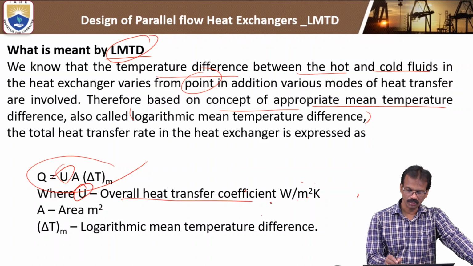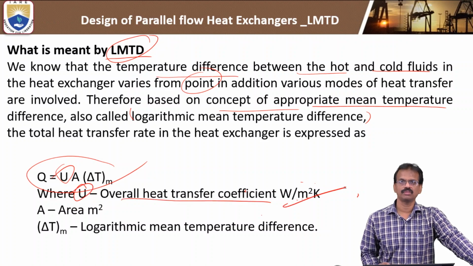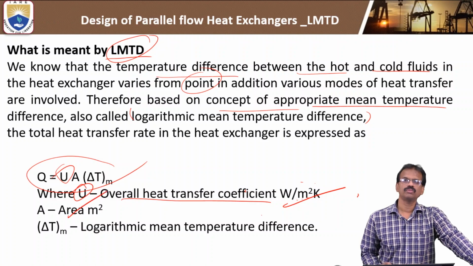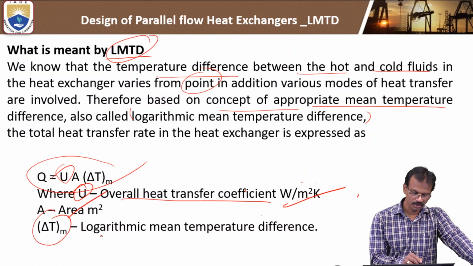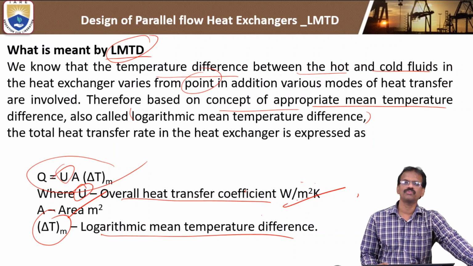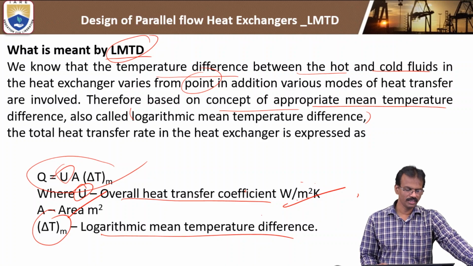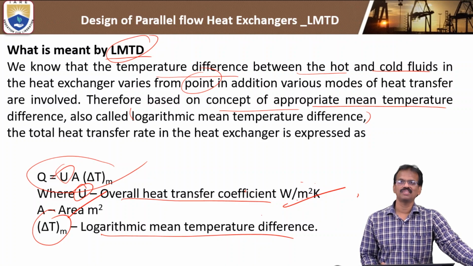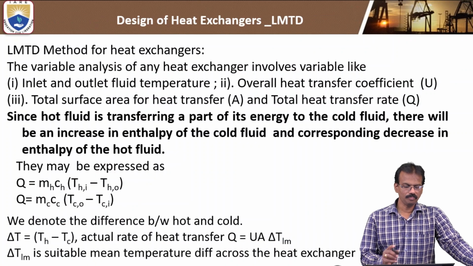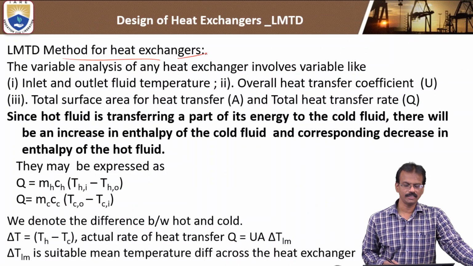U is the overall heat transfer coefficient, in watt per meter square Kelvin. A is the area. Delta T LM is the logarithmic mean temperature difference. We will see how to find the temperature difference delta T LM. So, the LMTD method for heat exchangers.